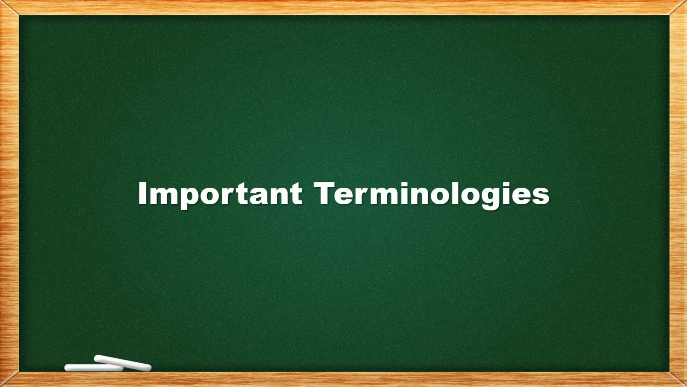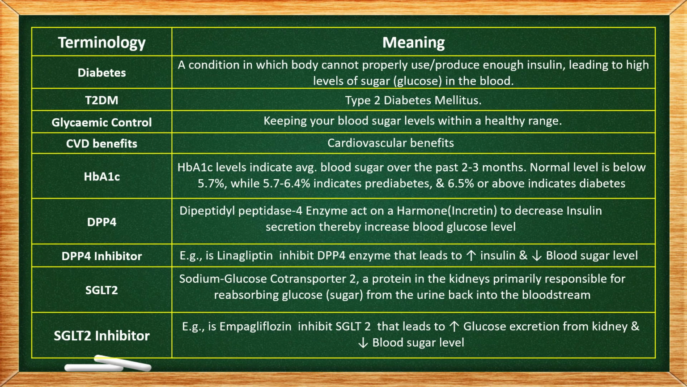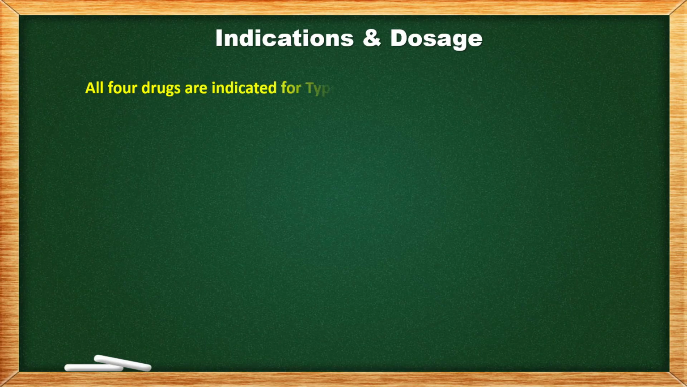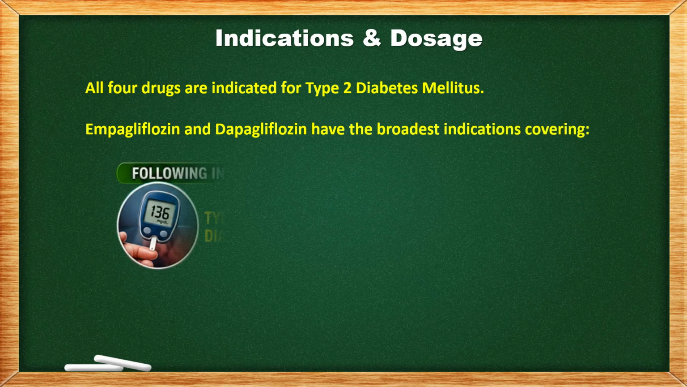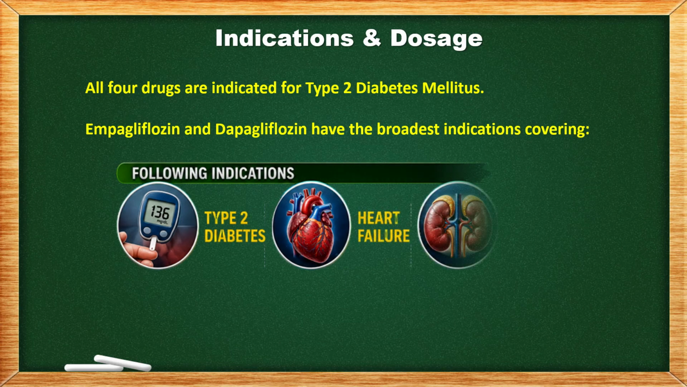Let's understand important terminologies. Pause the video and read the important terminologies carefully. Indications and dosage. All 4 drugs are indicated for type 2 diabetes. Empagliflozin and Dapagliflozin have the broadest indications covering type 2 diabetes, heart failure, chronic kidney disease.